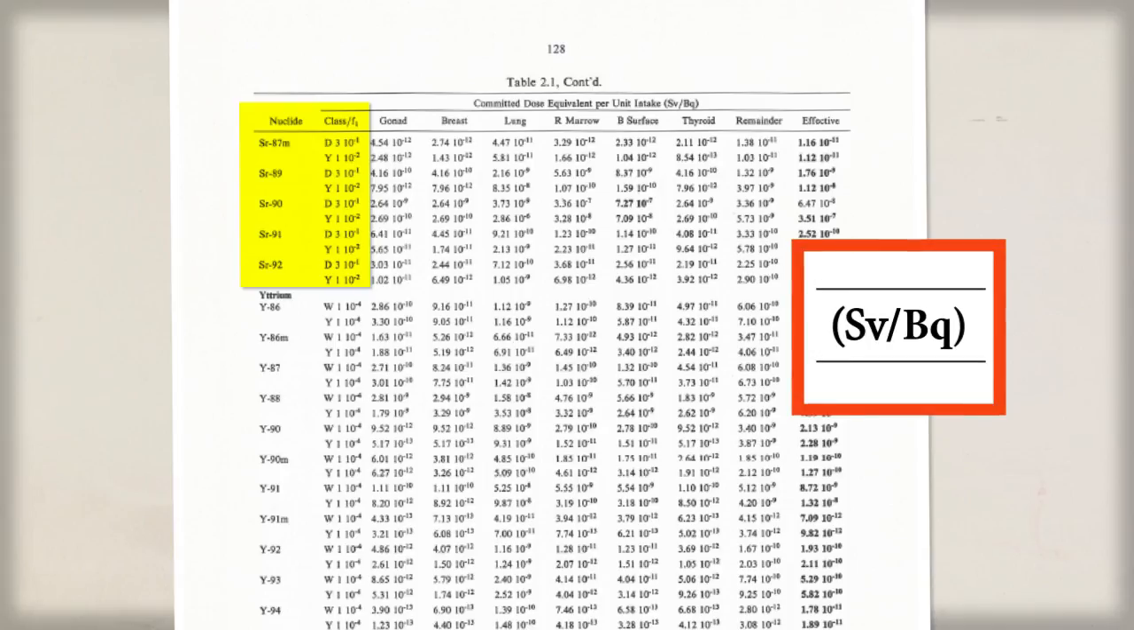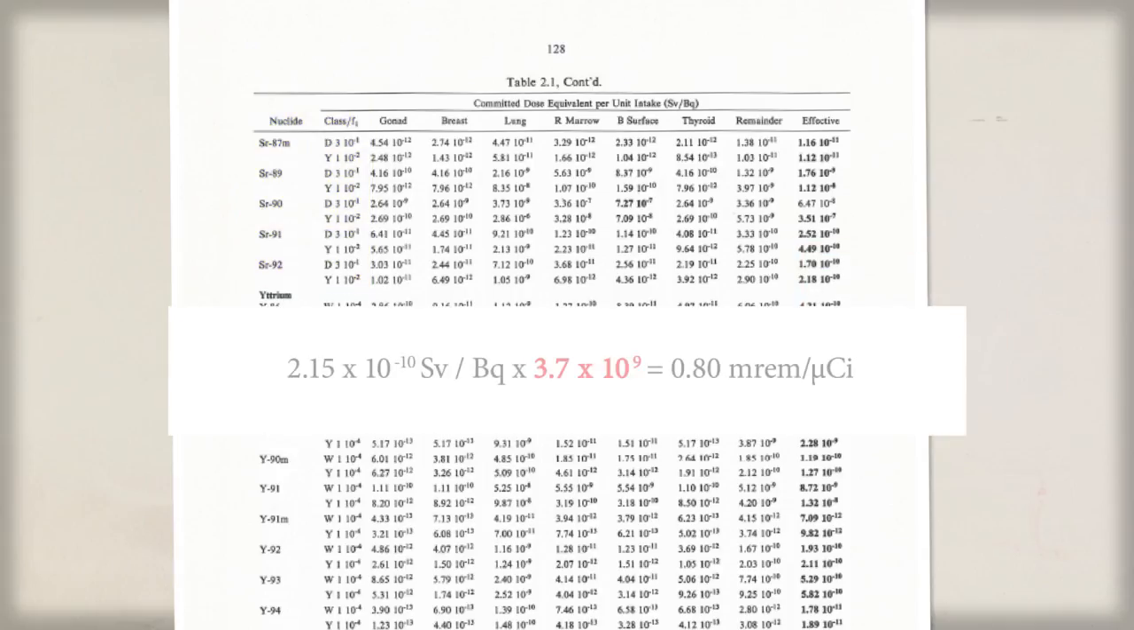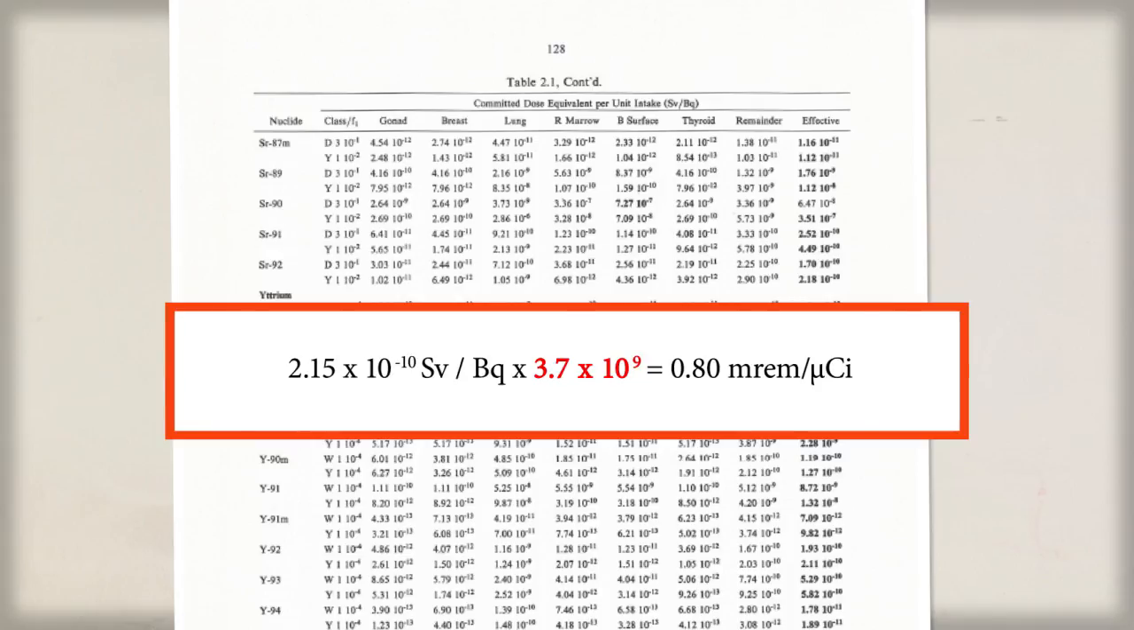Turning to page 128, we see the coefficients for inhaled strontium isotopes listed for various organs. Note that FGR 11 uses the special SI units, sieverts per becquerel. To convert sieverts per becquerel to conventional units of millirem per microcurie, multiply the table entries by 3.7 times 10 to the 9.